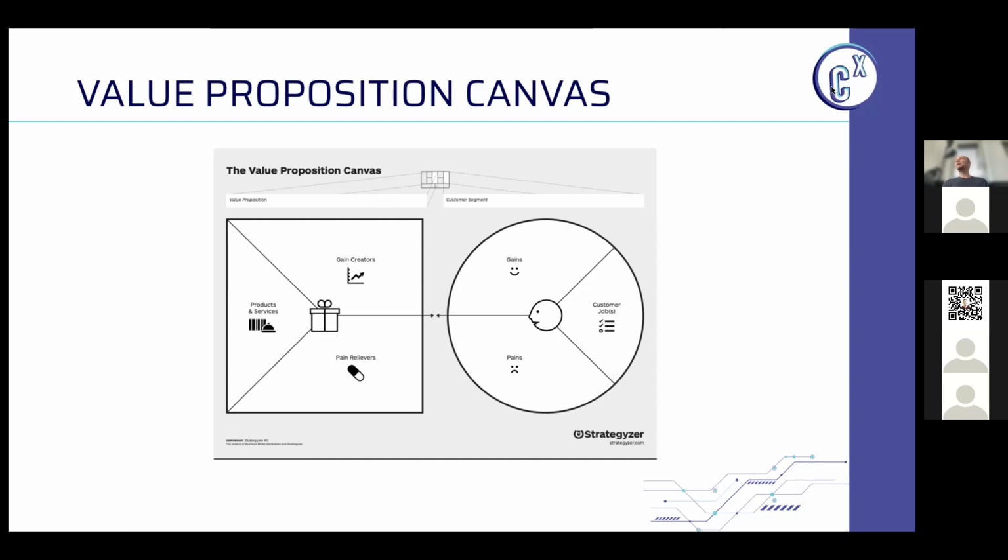One example could be that the pain could be addressed in a different way, not by your solution. Let's think about diabetes, where one of the biggest pains of a person with diabetes is measuring blood glucose levels.